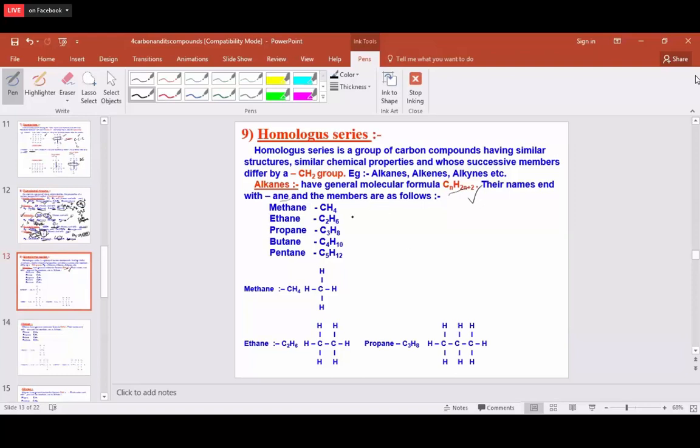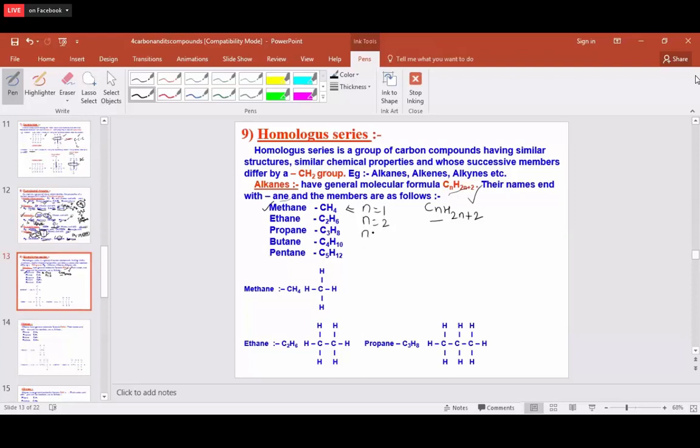Okay. So now in this case, we are going to substitute n equal to 1. So in this formula, CnH2n+2, we are going to substitute n equal to 1. So we will get CH4. This is the first member of the family, methane. Then we are going to substitute n equal to 2 in this formula. So we will get C2H6. We call it ethane, the second member of the family.